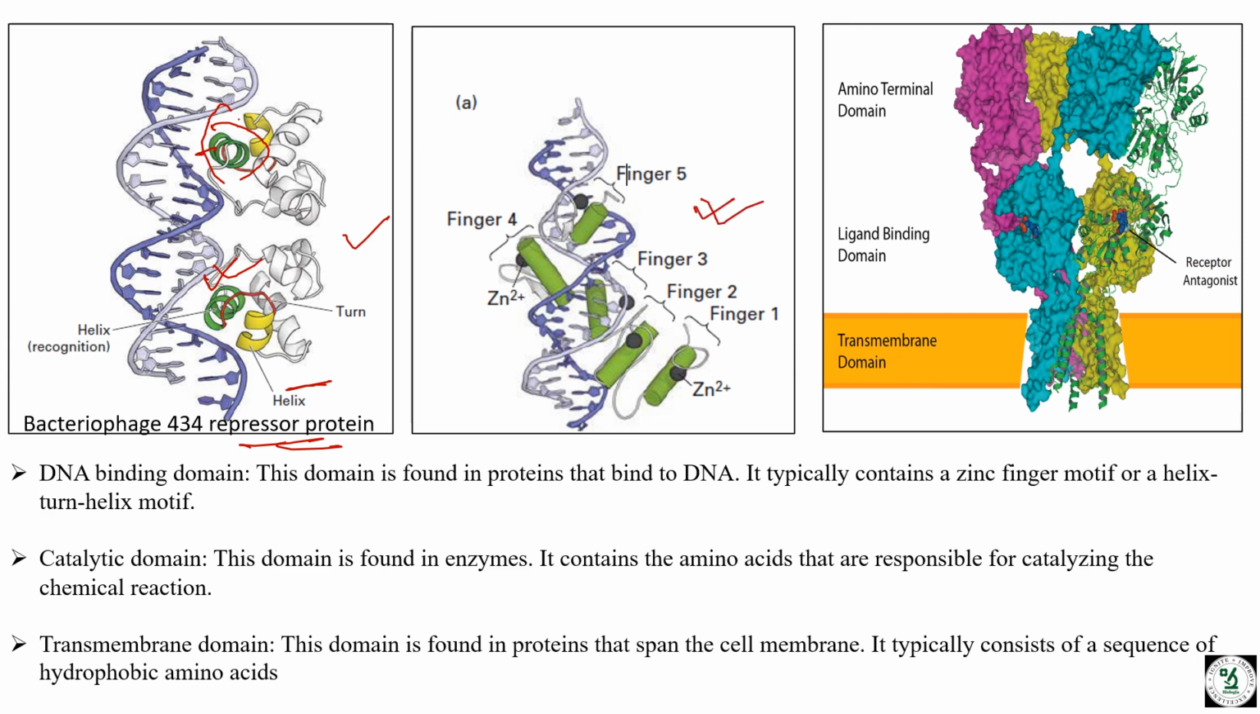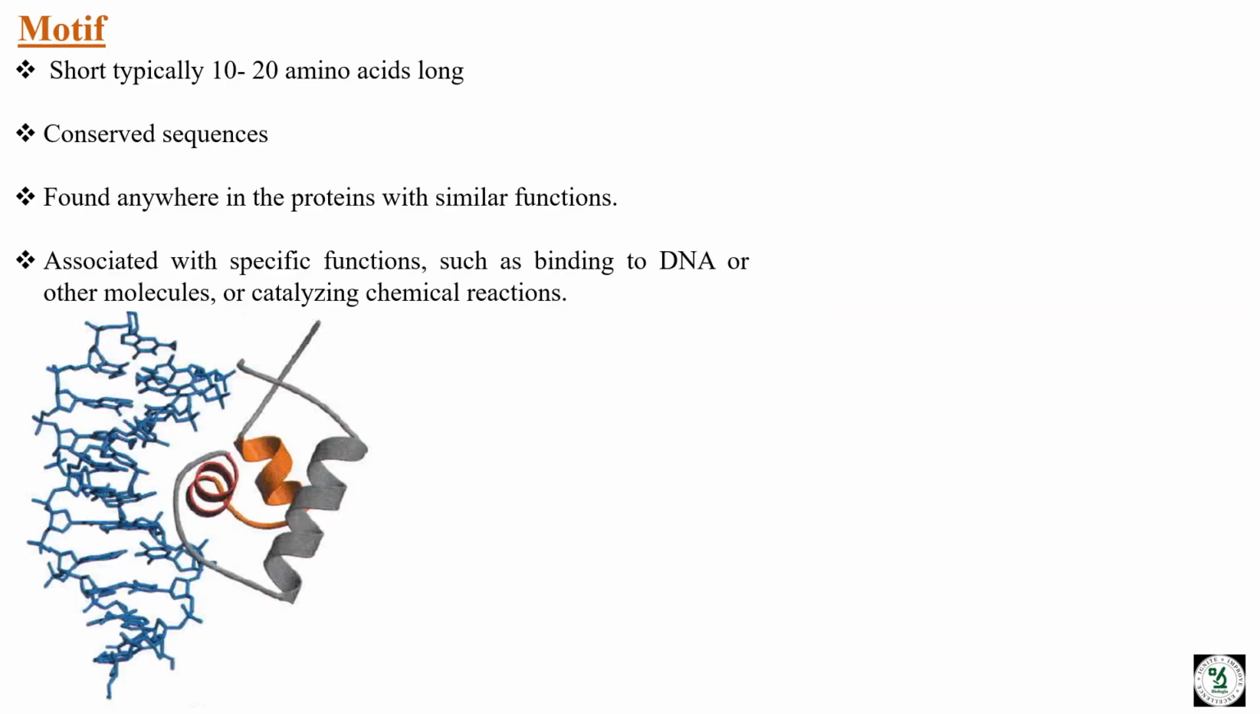Zinc finger or other motifs, which I will discuss in the next slide. So there are various types of domain. One is the catalytic domain of a protein. This domain is mainly found in enzymes, and another is the transmembrane domain of the protein. This domain is found in proteins that span the cell membrane, and it typically consists of a sequence of hydrophobic amino acids.